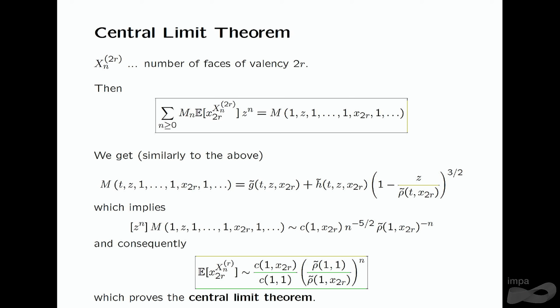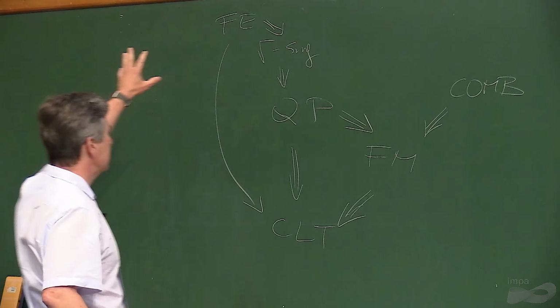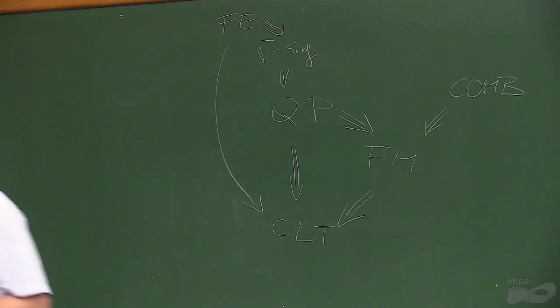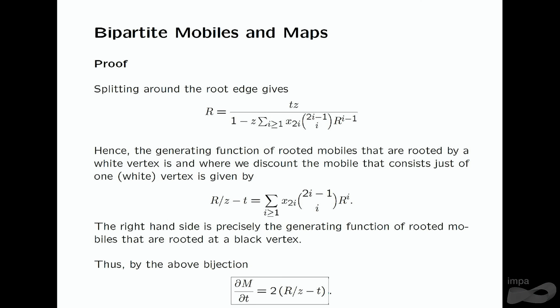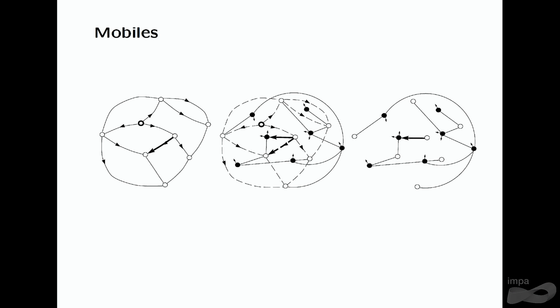So with this bijection method and using these functional equations from the mobiles, you get a central limit theorem, and this is quite universal. There are some drawbacks, of course. You can only do face valencies. One problem is that here, for example, these two faces are adjacent, but the corresponding vertices on the mobile are not adjacent. So you cannot handle more complicated patterns with this method.